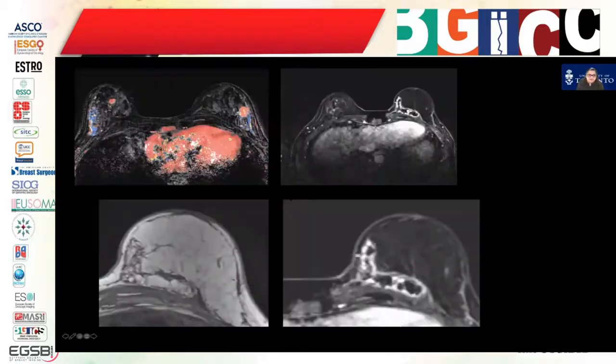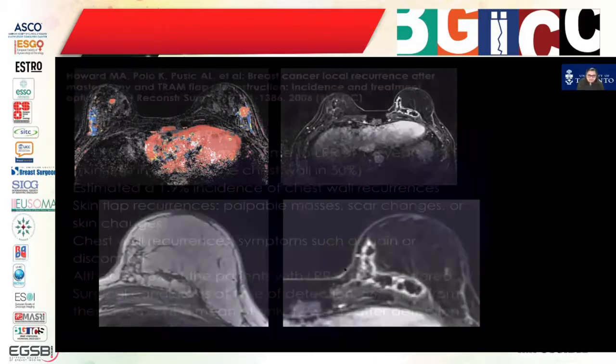It's fat necrosis. Here is an example of a woman who had a breast cancer. She obviously had a DIEP done, and the DIEP presented with a large area of fat necrosis. It's quite common, but it's again a very classic appearance on MRI. It shows fat in the center, and the enhancement is all around. This is a very classic appearance of fat necrosis.